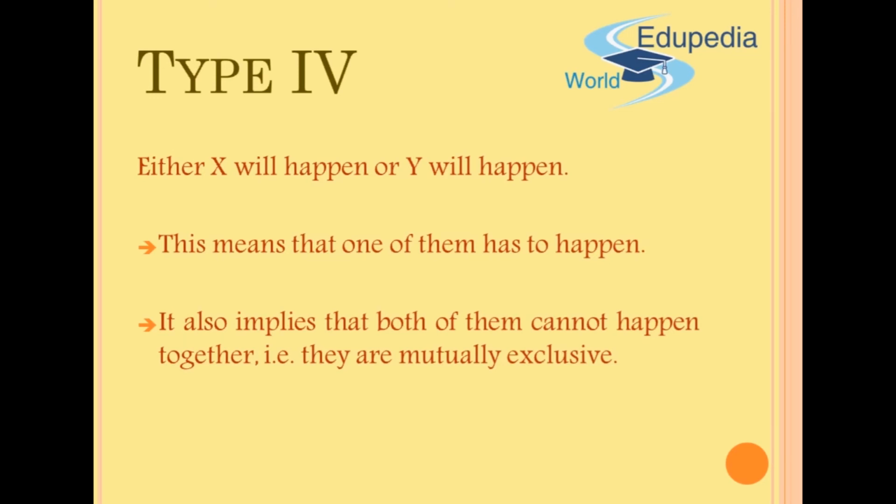So what do I know? That if I toss a coin, either head or tail will definitely come. It will never happen that I get neither a head nor a tail. Either of them has to happen. And it is also true that if I get a head, I will not get a tail, and if I get a tail, I will not get a head. So one of them will happen and both of them will not happen together. So they are mutually exclusive.